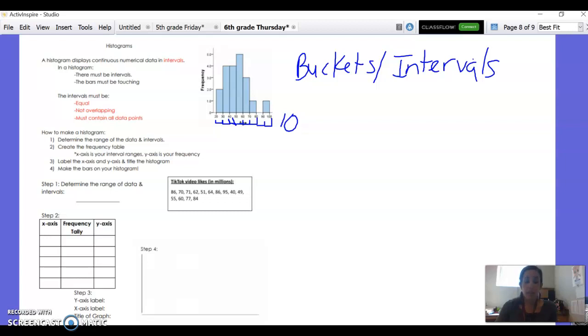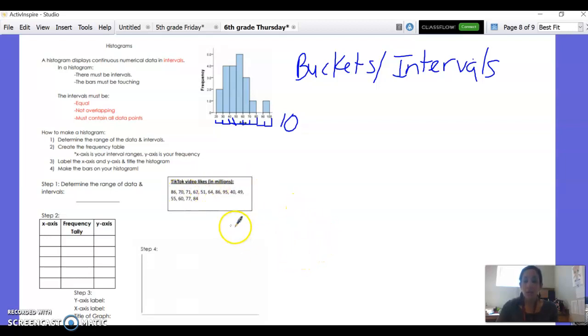So what that means is we're going to take the smallest number of the data, and then we're going to find the largest number in our data. Kind of like the example up top, how it included number 20 all the way up to 100. That's what we want to find. We want to find that range. So if I look in my data, here's my box here. My title is TikTok video likes in the millions. So that number 86 represents 86 millions, and then the number 70 represents 70 millions, and so forth.